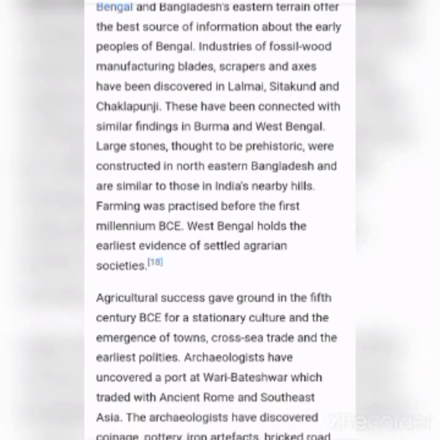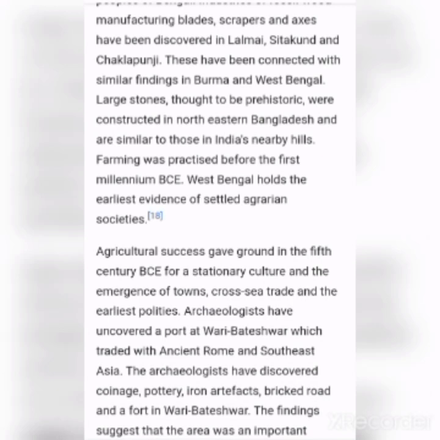Large stones thought to be prehistoric were constructed in northwestern Bangladesh and are similar to those in India's nearby hills.